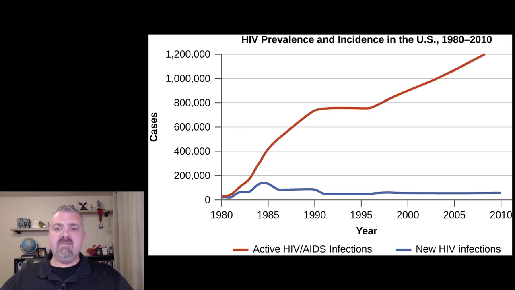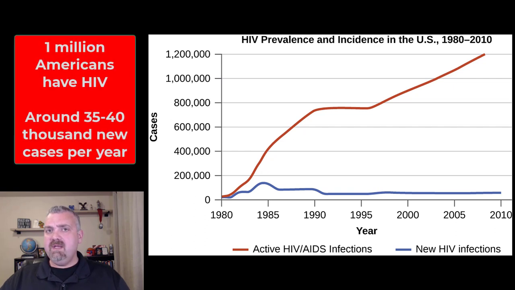So as far as U.S.-based numbers, these are rough estimates, but about 1 million Americans currently have HIV infection, and there are somewhere between 35 and 40,000 new infections a year. Those are the numbers I want you to know in the United States.